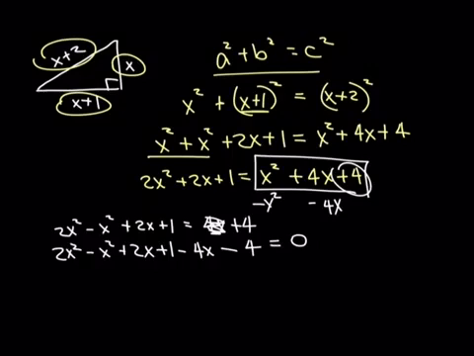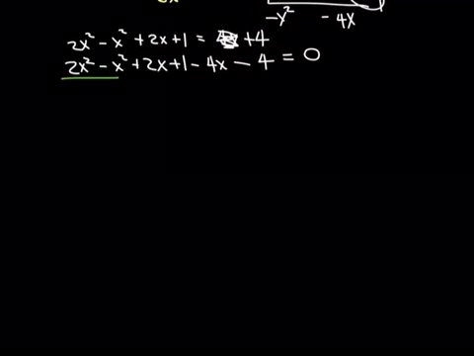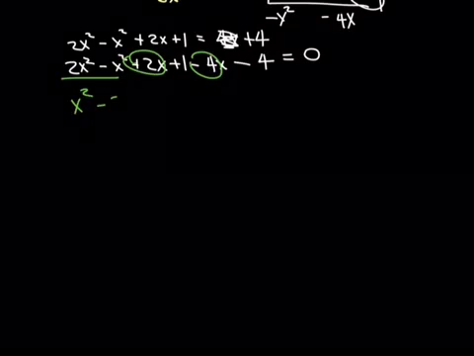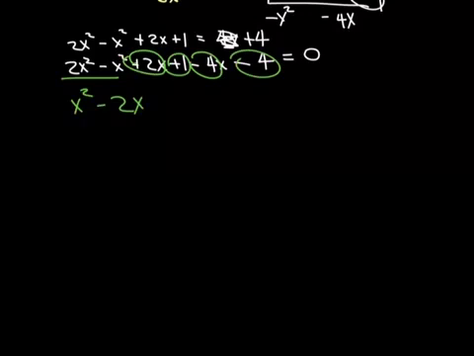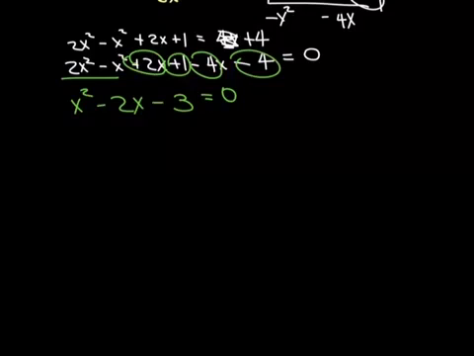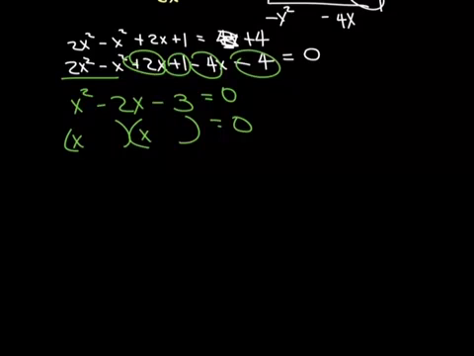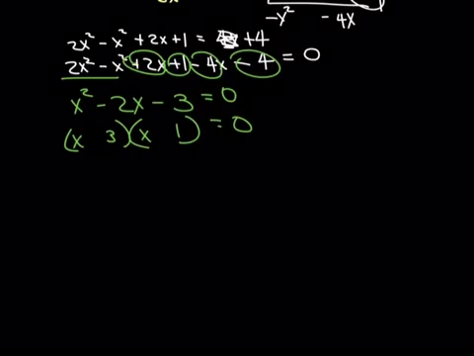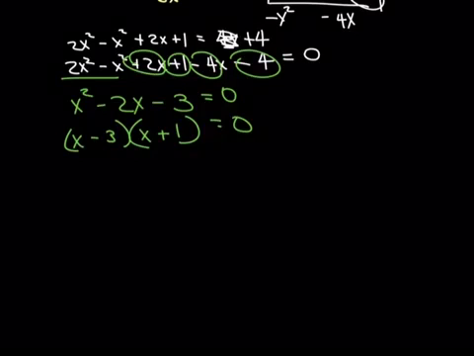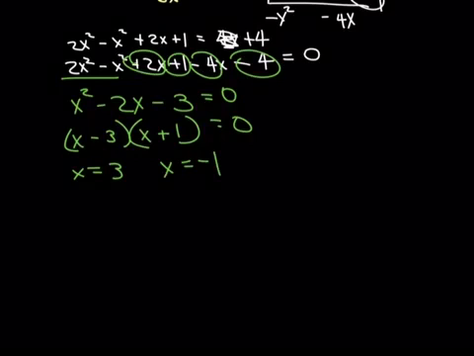Now let's see if I can move all this junk up here. Yes, I can. So, this is going to give me 1x squared. That and that's going to give me minus 2x. Plus 1 and minus 4 is minus 3 equals 0. Do this handy dandy little thing here, and I've got an x and an x. Two numbers multiplied together give me negative 3. That's just 3 and 1. And added together give me a negative 2. So that means x equals 3 or x equals negative 1.